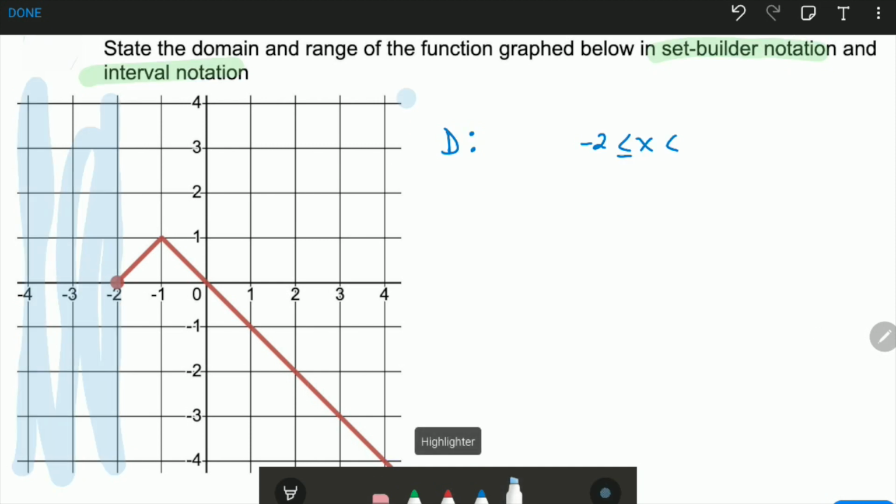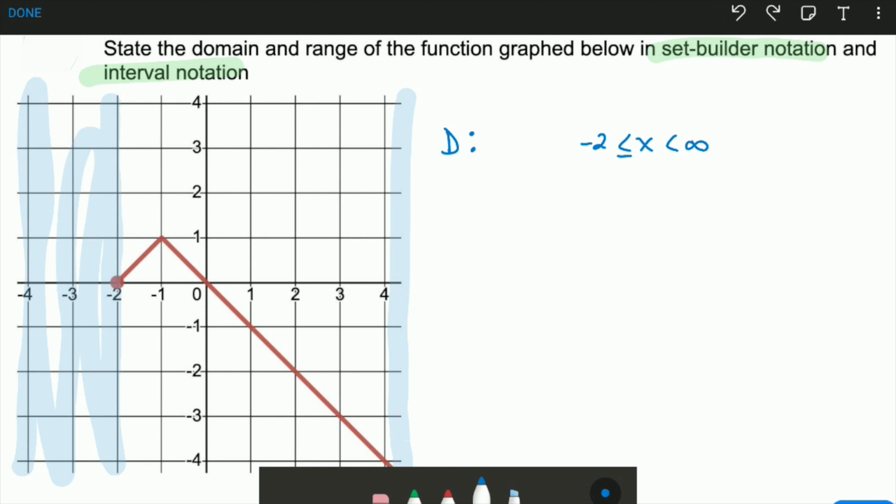Now going from the other side, we touch the graph pretty much right away, and we can see it's running off. So infinity. And remember, we're talking x values, and this is the positive side for the x-axis. So it's positive infinity and not negative infinity, even though it's going in the downwards direction.